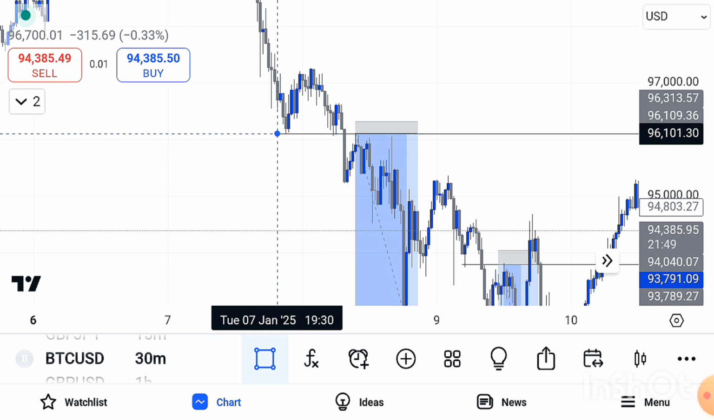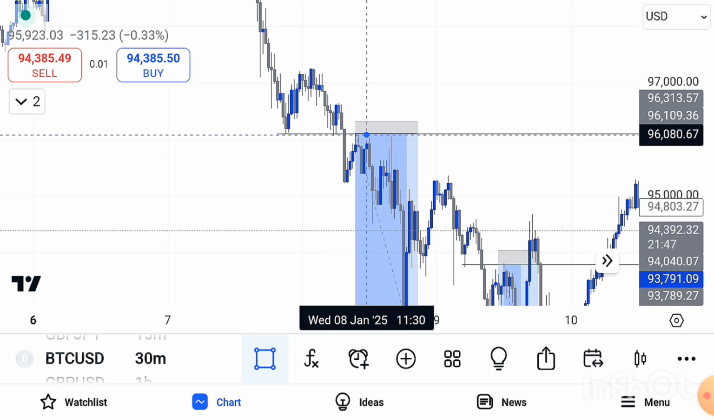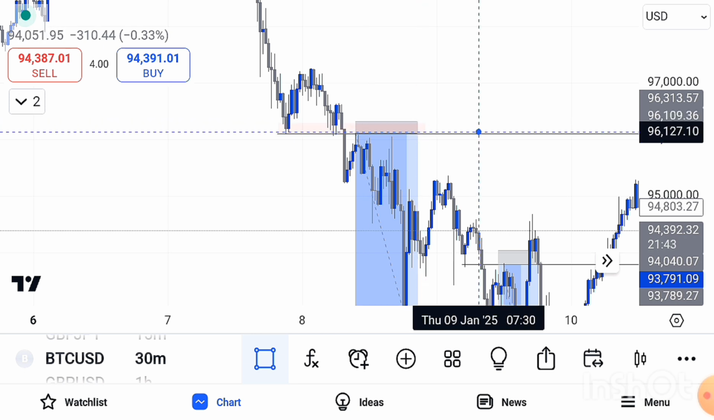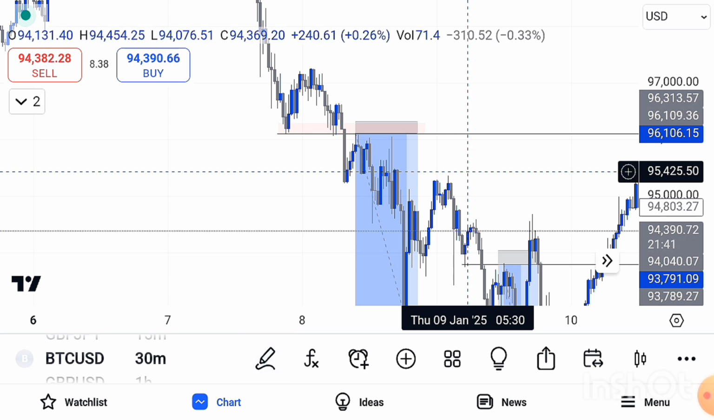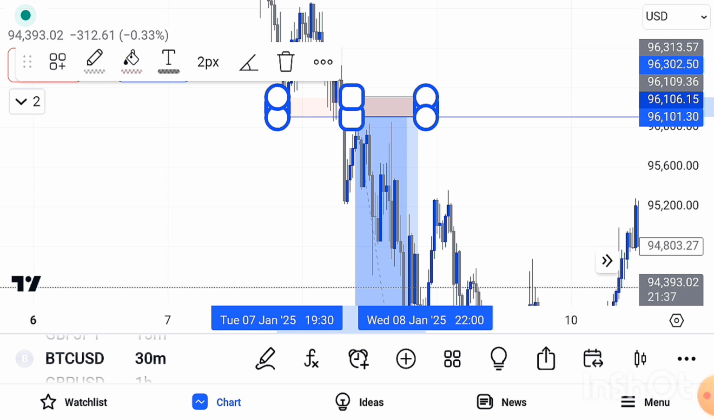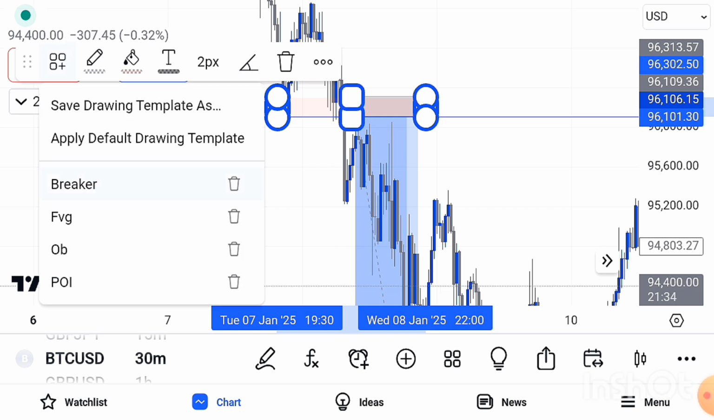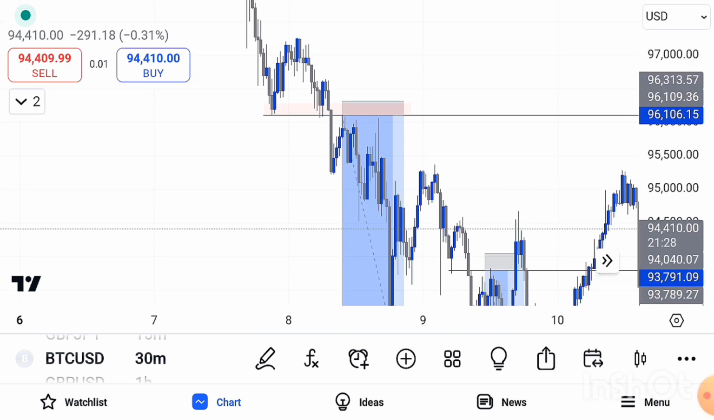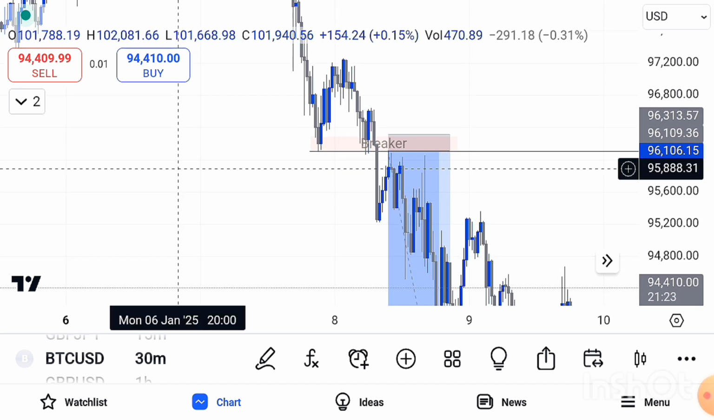So I'm just going to go ahead and put my rectangle tool so I can mark it up for you guys to see well enough. Okay, so let me mark the breaker right here, so you can see it clearly. Breaker block. And what is a breaker? A breaker is a failed order block, right? A failed order block. And what does that mean?